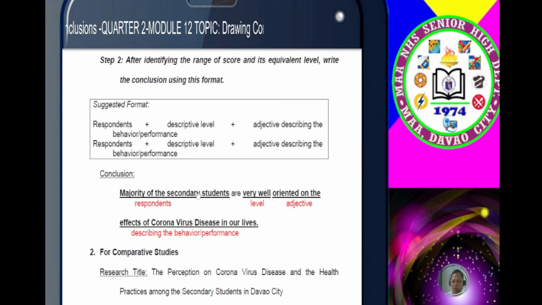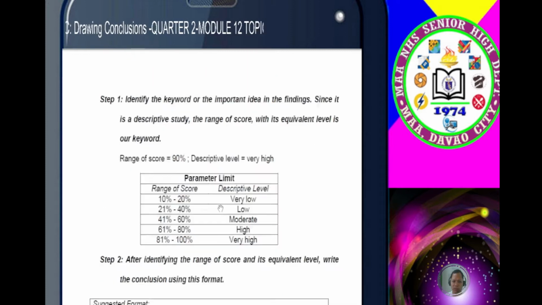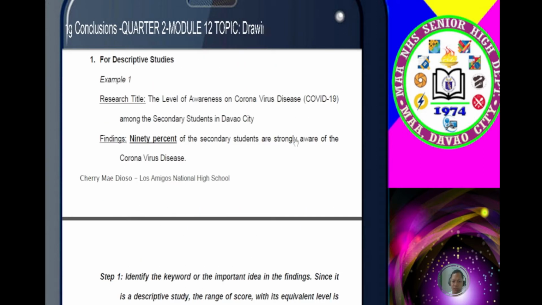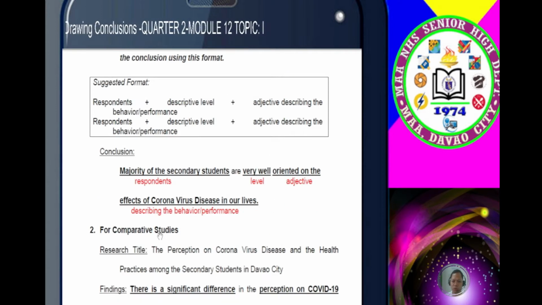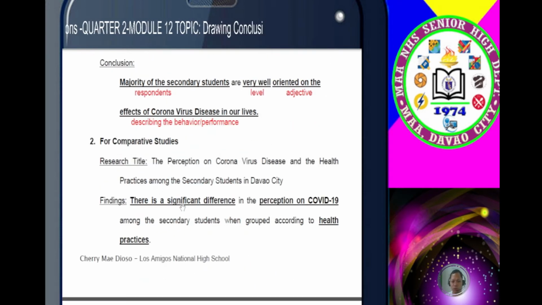Majority of the secondary students are very well oriented on the effects of coronavirus disease in our lives. This is the conclusion drawn out from these findings. Because it's 90%, you can conclude that the majority of the students are well oriented on the coronavirus disease. I hope you have an idea on how to make a good conclusion for your study. Let's now go to comparative studies.